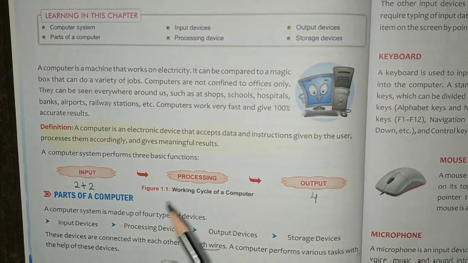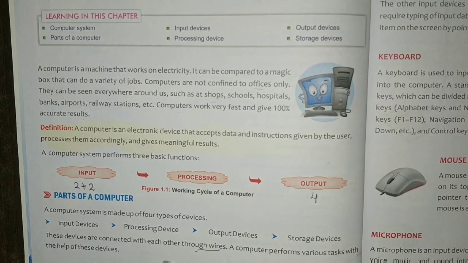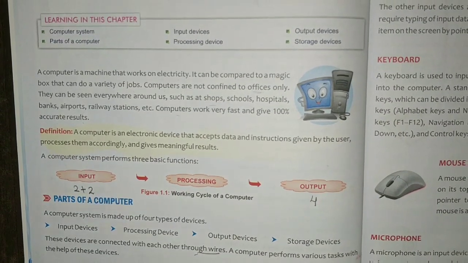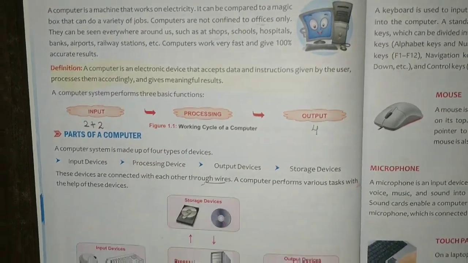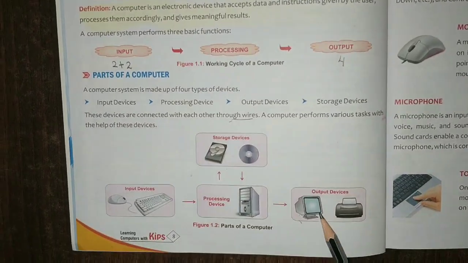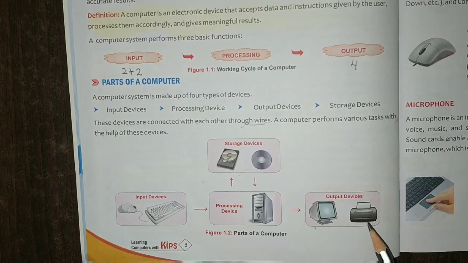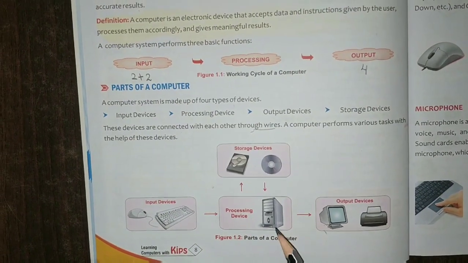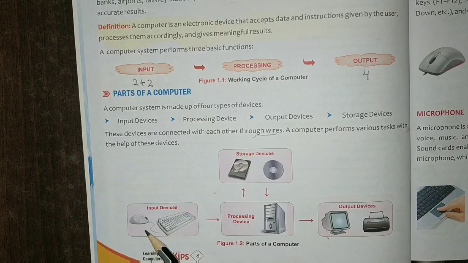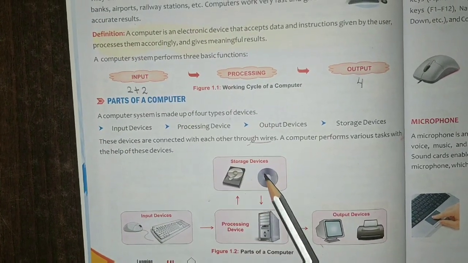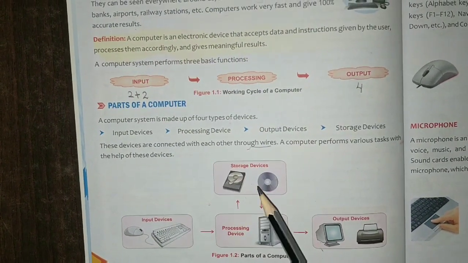A computer is able to process output only with the help of these 4 devices: input device, processing device, storage device, and this is the final output device. Output devices are the monitor and the printer. The processing device is the CPU. Input devices can be the keyboard or mouse, and the storage device, obviously, CD. The full form of CD is compact disc.